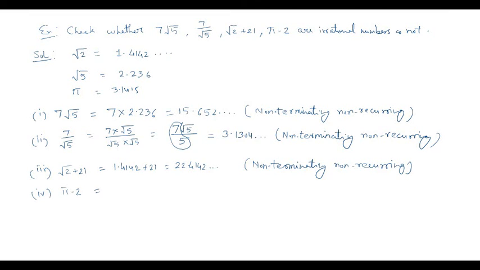Next one is pi minus 2. Again, the value of pi is 3.1415 and so on, and minus 2, we will get 1.1415 and so on. Again, the value is non-terminating and non-recurring. So again, the given number is an irrational number.